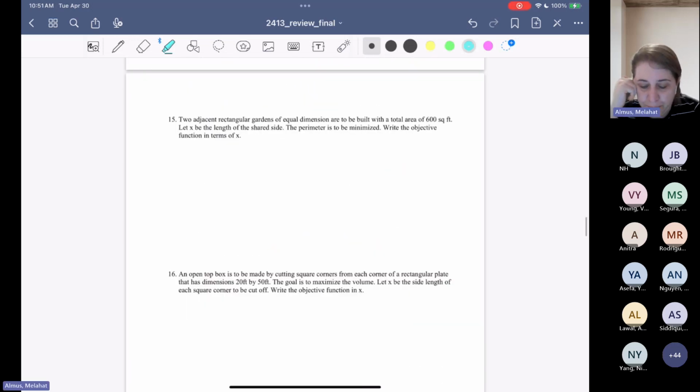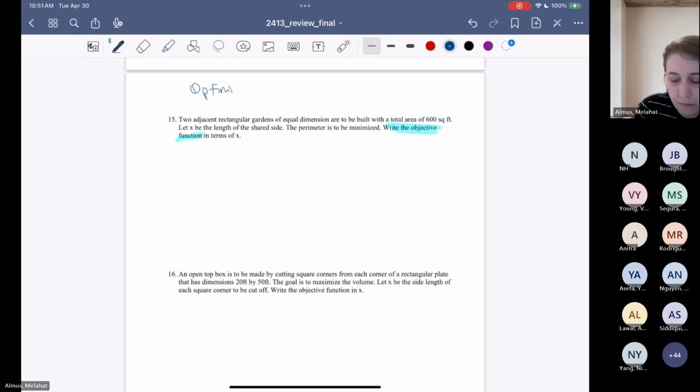Next, I have some write-down-the-objective-function questions. Remember, this is about optimization, which was 5.1. If you want to see the notes.